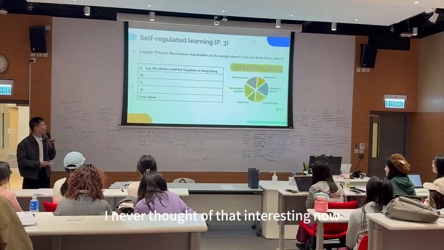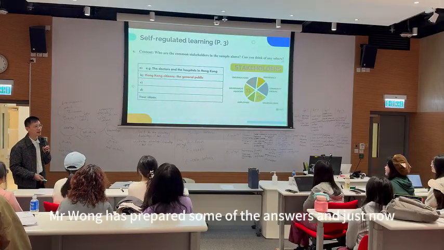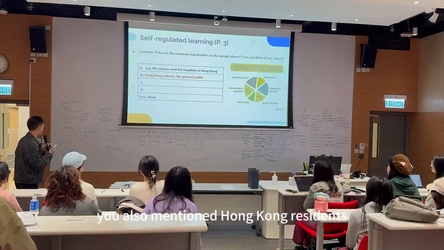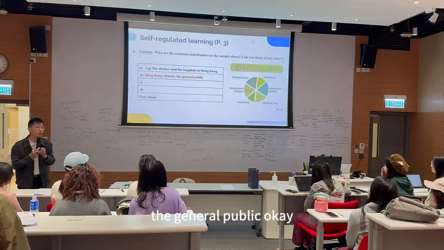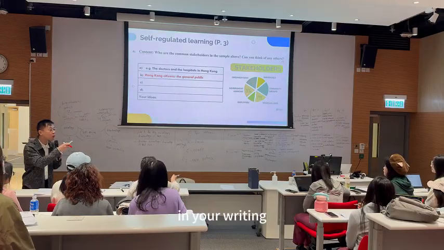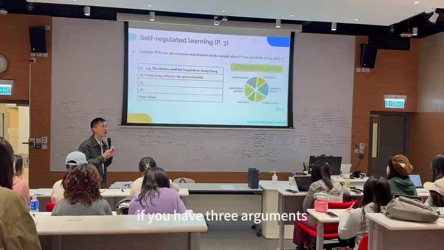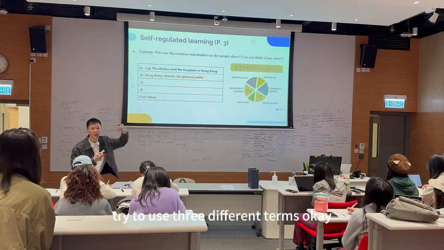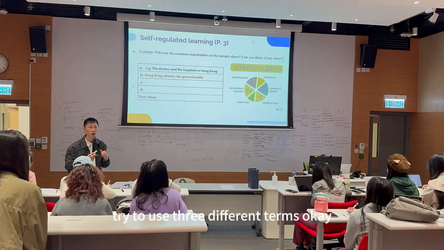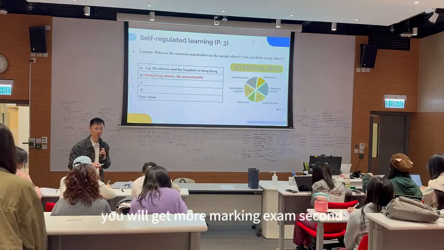Interesting. Now, Mr. Wong has prepared some of the answers, and just now you also mentioned Hong Kong residents, Hong Kong citizens, or you can call them the general public. Okay, in your writing, if you have 3 arguments talking about the Hong Kong residents, try to use 3 different terms. Okay, you will get more marks in the exam.